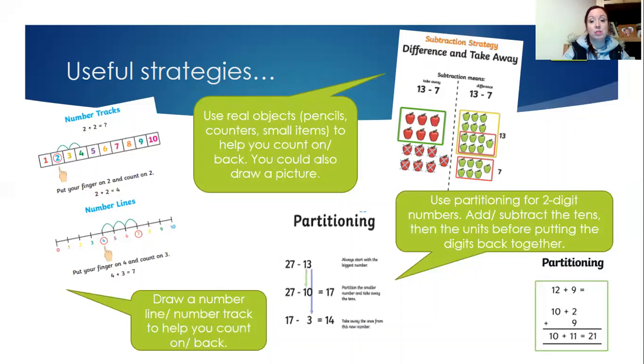Year 2s, you might want to think about using your partitioning skills. So partitioning from your tens and your units, and then using those skills to help you subtract or to add before putting them all back together. And again, we've done that in our learning during autumn term.